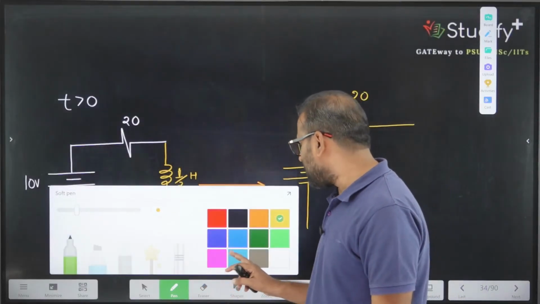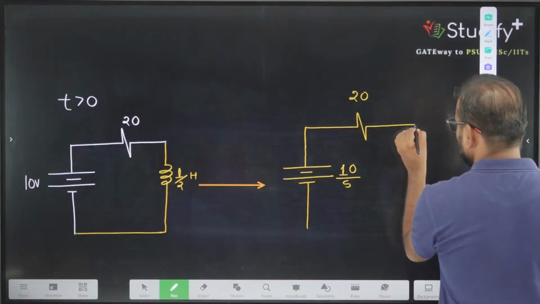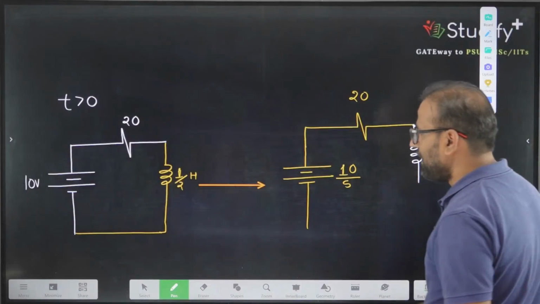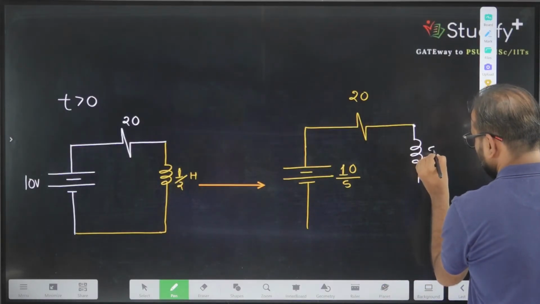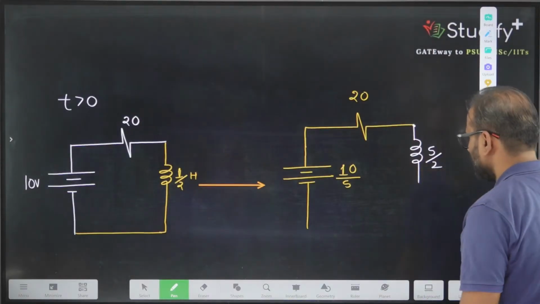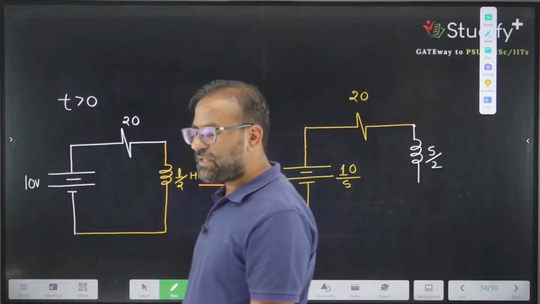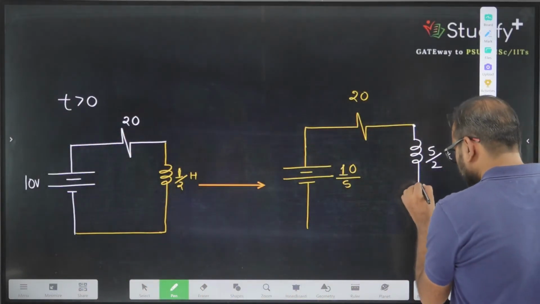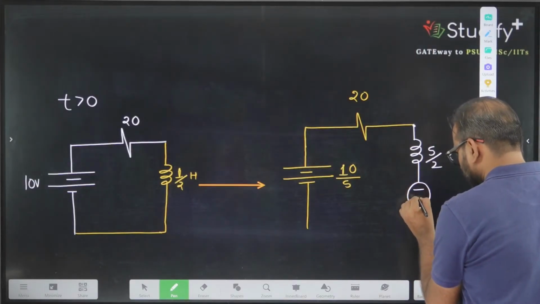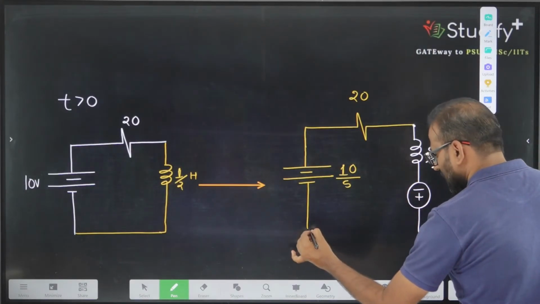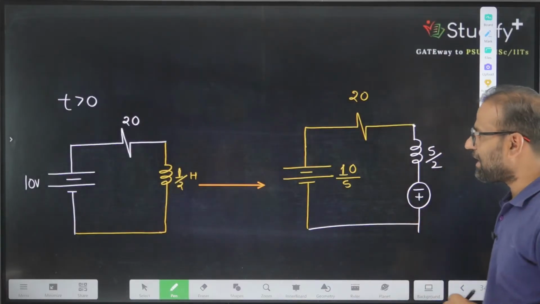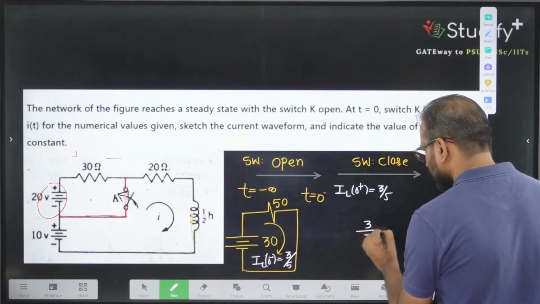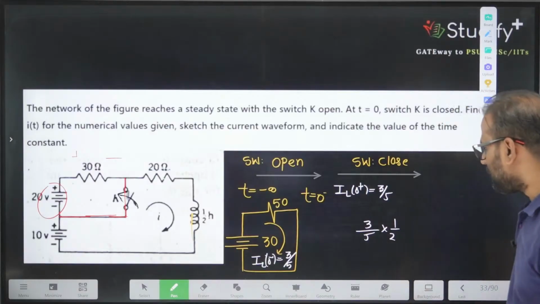And the inductor has some initial conditions too. So what do we have to do? I first place the inductor here. And the value of the inductor is what? S divided by 2. Why S divided by 2? Because L into S, where L is 1 by 2 and S is the Laplace variable. Then we have negative, positive: L into I0 minus. L is 1 by 2 and I0 minus is 3 by 5, so 3 by 5 into 1 by 2 is equivalent to 3 by 10.